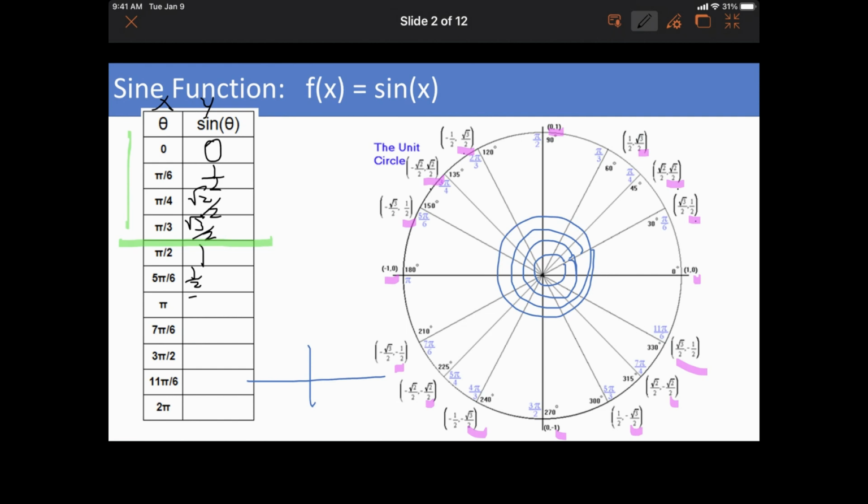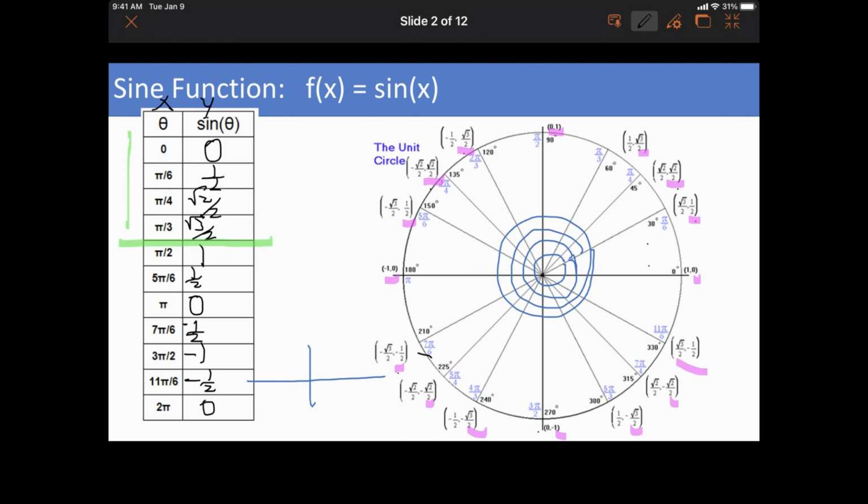Okay, and then go to pi. So I'm going to do 7 pi over 6, which is this one, which is negative half. Then I'm going to jump over to 3 pi over 2, which is negative 1. Then 11 pi over 6, which is negative half. Oop, this is also negative half. And at 2 pi, we go back to 0, right? So again, there's lots of points. Remember, we're just picking some. There are still many other degrees: 10 degrees, 20 degrees, 25, 26, 29 and a half. So there are lots of little numbers in between.